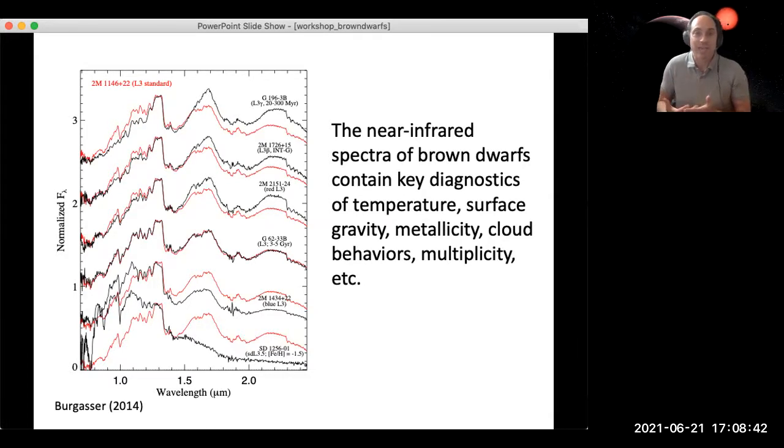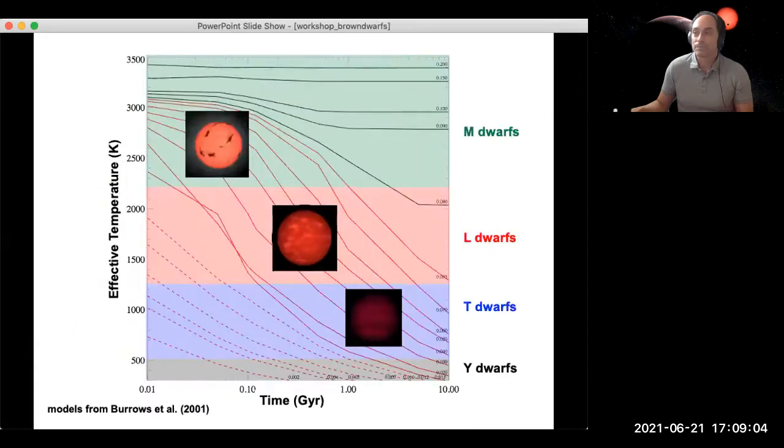Part of it is their age. Part of it is their composition. In some cases, it's probably related to the presence or absence of clouds in their atmospheres. So there's a lot more variance and variety in these spectra. That's why we have these projects involved in studying these things, because there's a lot more going on and we're still trying to understand how that factors in. And other things like multiplicity can also play a role, which we'll see in just a moment.